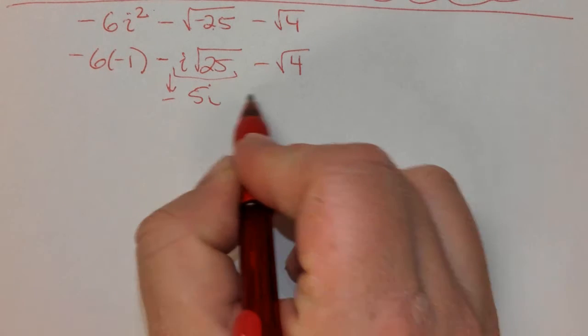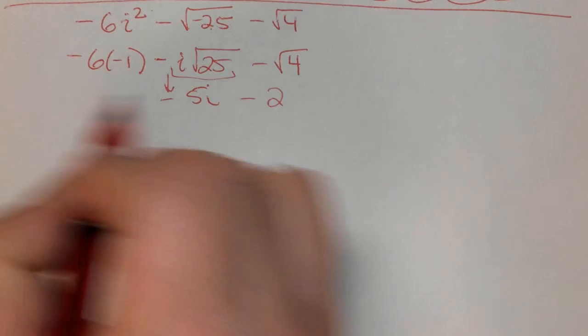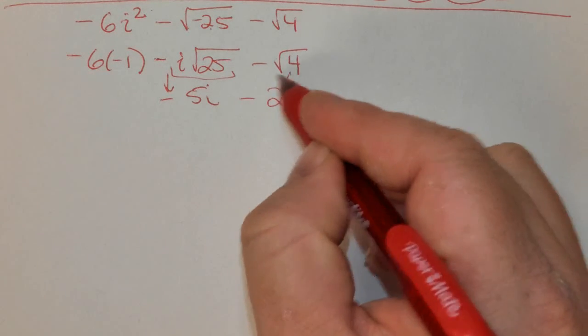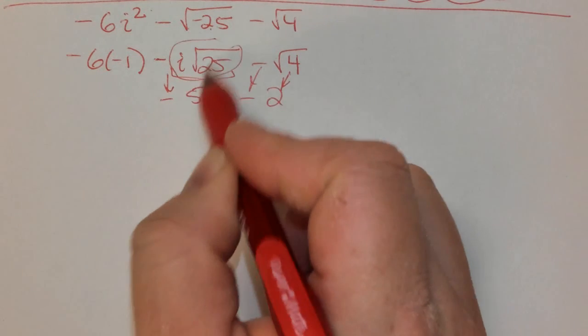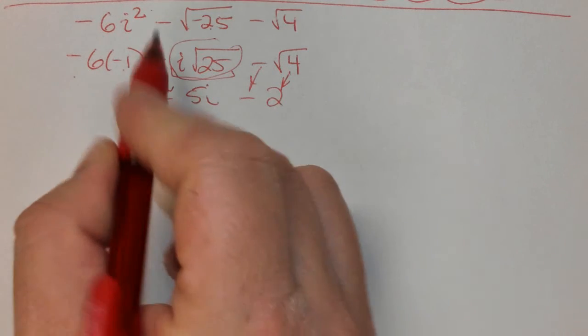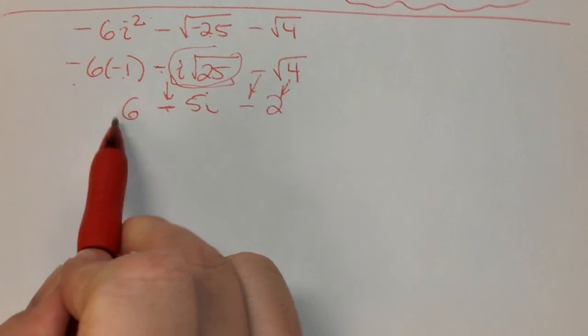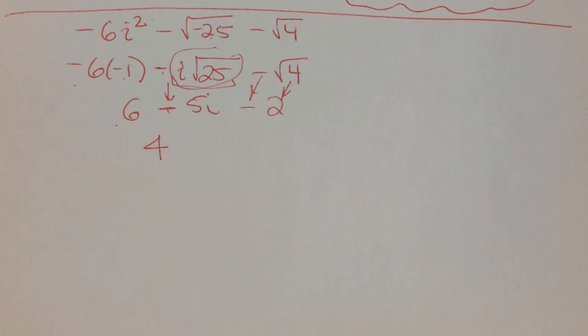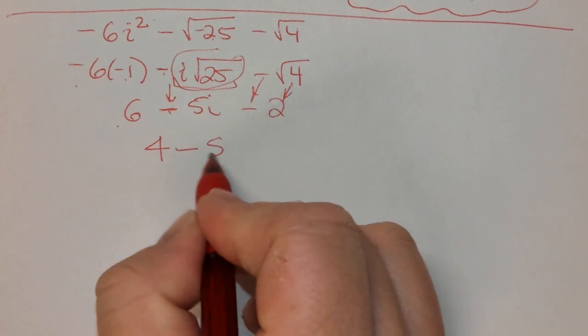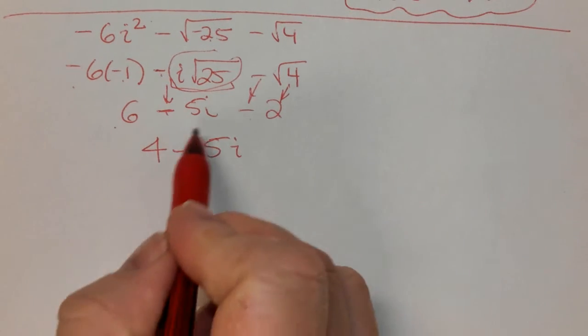Bring down the negative sign. I know the square root of 4 is 2. So 2, negative 5i, subtraction sign, and a negative 6 times negative 1 is a positive 6. Now when I combine like terms, 6 minus 2 is 4. That's the real portion of the complex. 5i is the imaginary portion.